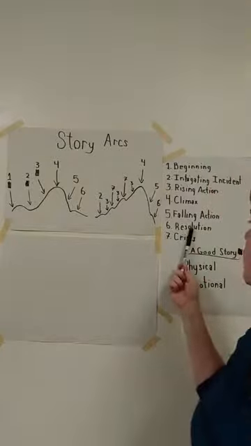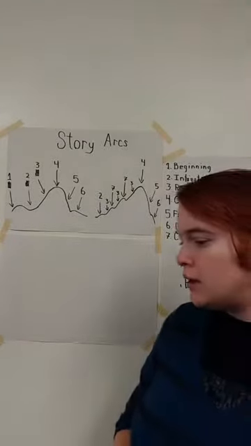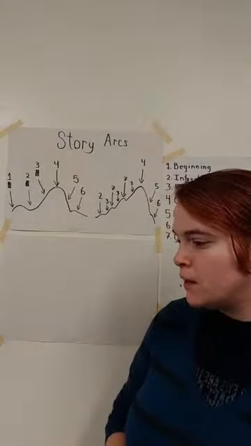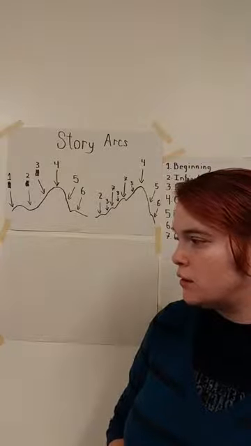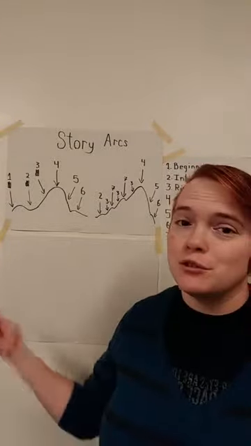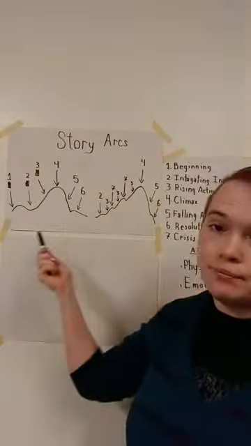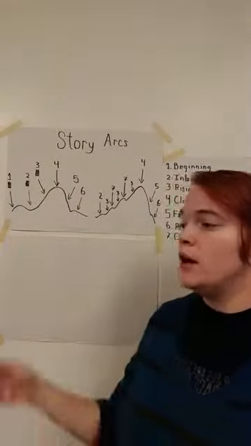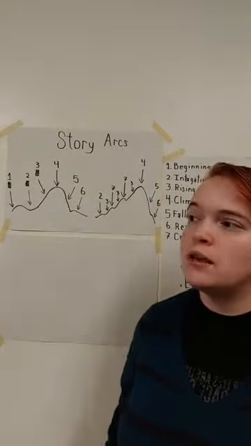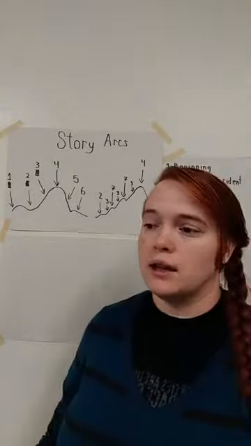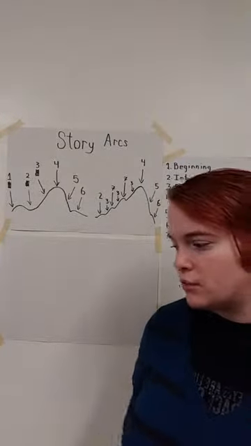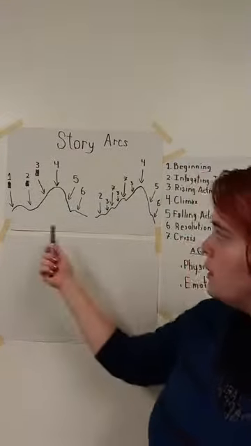And then number 6, you have resolution. It doesn't have to be happy. Resolution is not always happy. It's just the end. It's however your story ends. In Romeo and Juliet, it's the monologue at the end, the part that talks about how big of a tragedy it is.